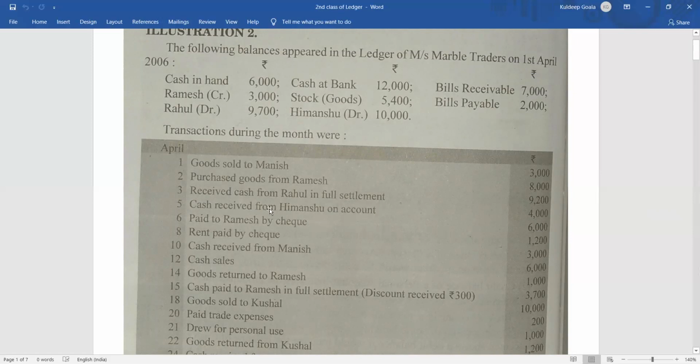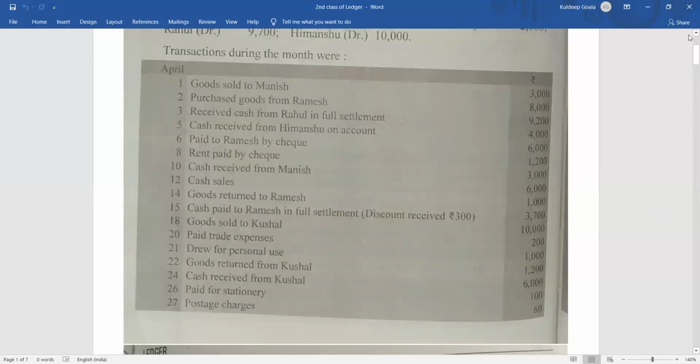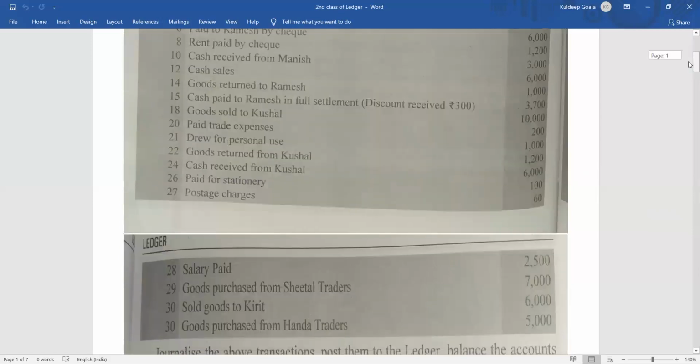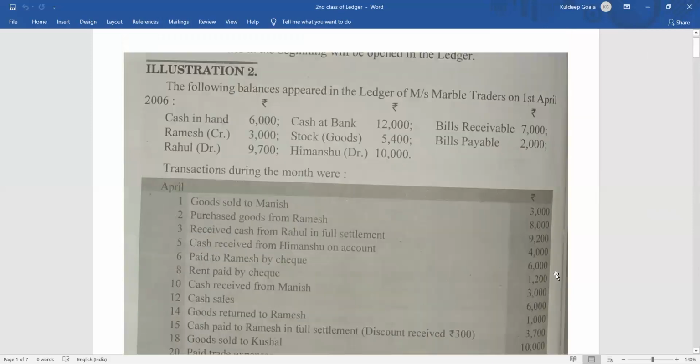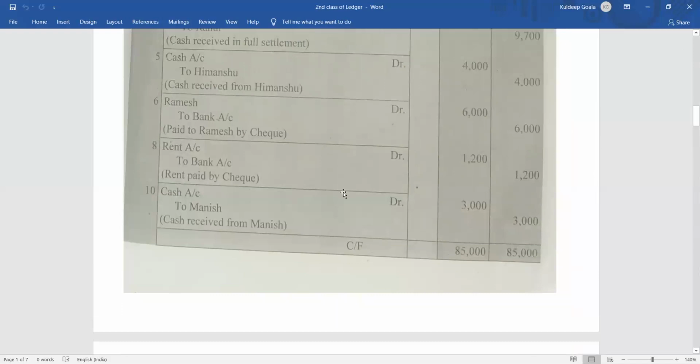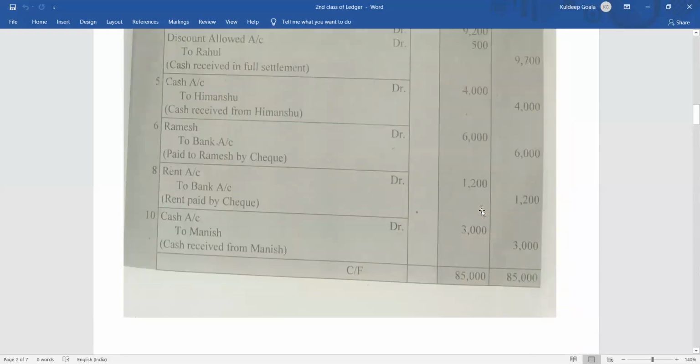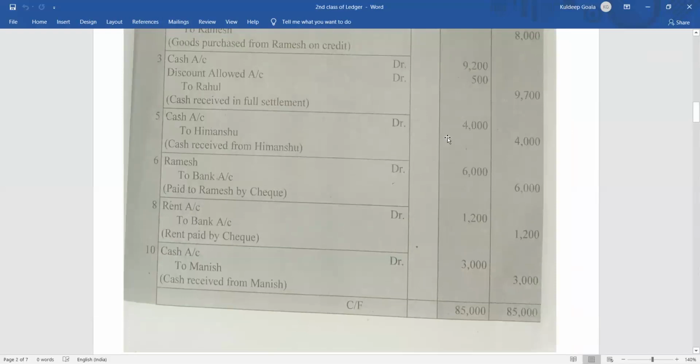Okay. So how much cash is received? We are receiving 4,000. So the journal entry will be cash account debit 4,000 to Himanshu 4,000. Clear? The remaining amount he will give later on. How will you understand? By the words on account. Out of his account of 10,000, he will give you only 4,000. So cash debit to Himanshu 4,000.